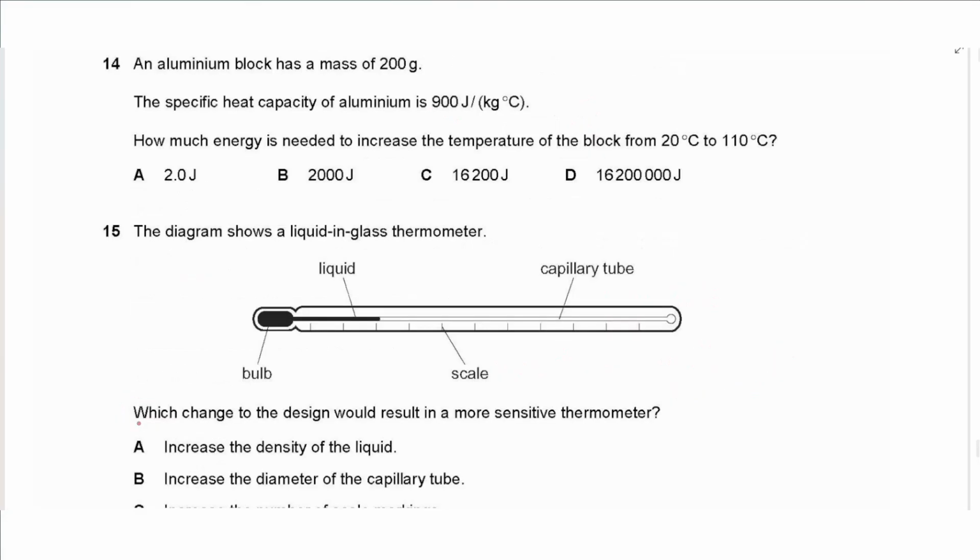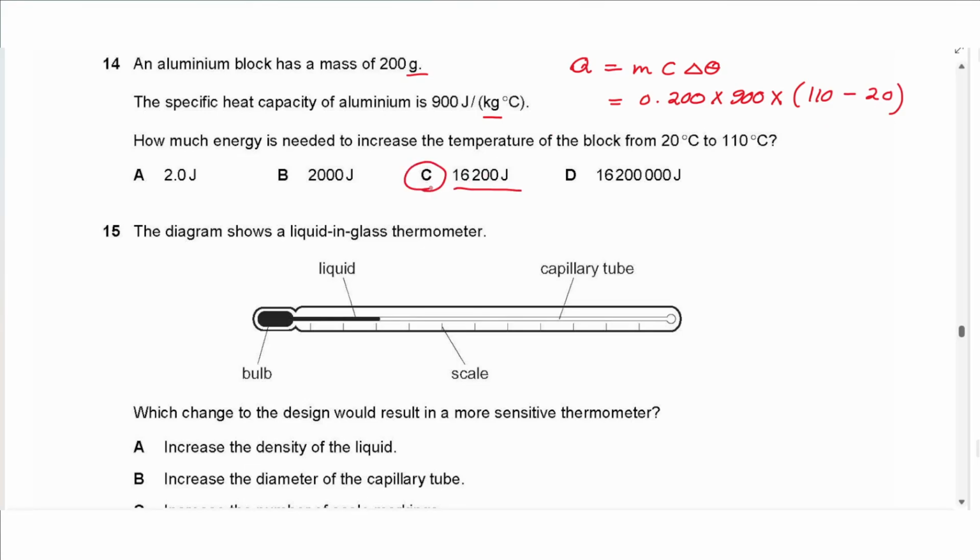Question 14 says an aluminium block has a mass of 200 grams. The specific heat capacity of aluminium is 900 joules per kilogram degrees Celsius. How much energy is needed to increase the temperature of the block from 20 degrees to 110 degrees? So we use energy is equal to the mass times specific heat capacity times change in temperature. So we have the mass in grams and the unit here is kilograms, so we need to convert the mass. That will be 0.200 kilograms times the specific heat capacity 900 times the difference between 110 and 20 degrees. That will give a value of 16,200 joules, so the answer is C.